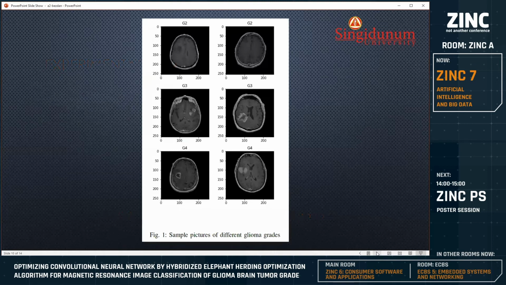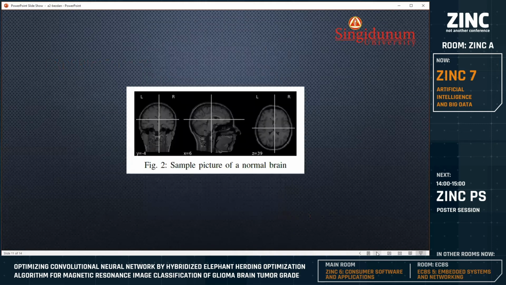Here are just a couple of sample pictures of the different glioma grades that we encountered in the experimental phase of using this hybridized algorithm. Here, of course, versus what we've seen in the previous slide, is a picture of a normal brain without any glioma brain tumor cells.